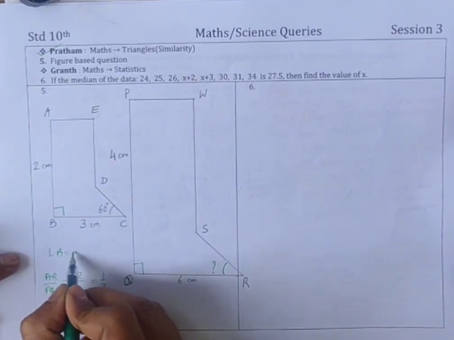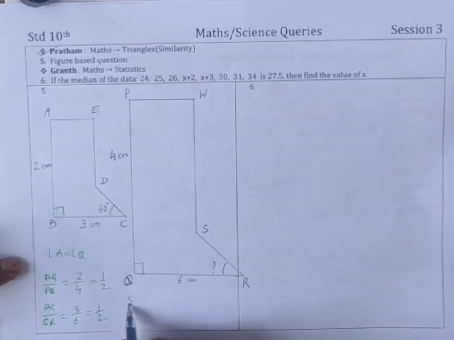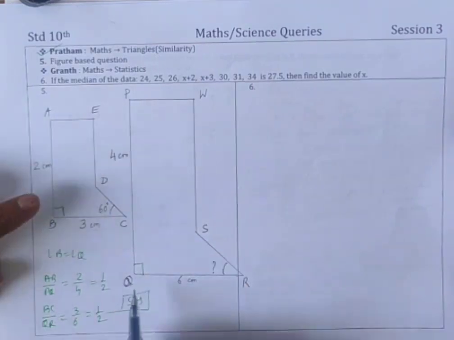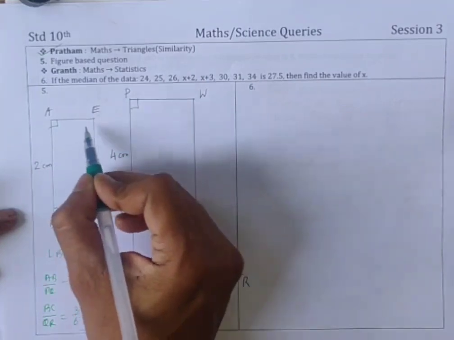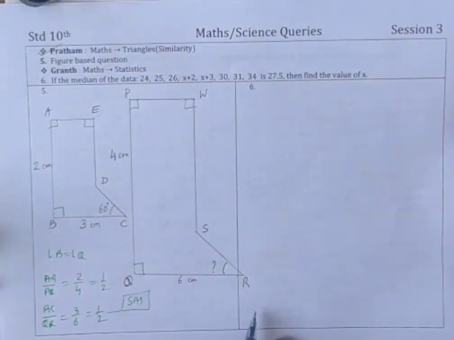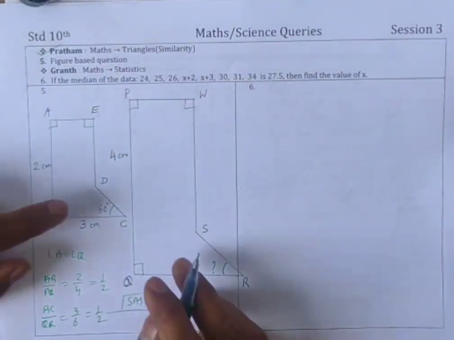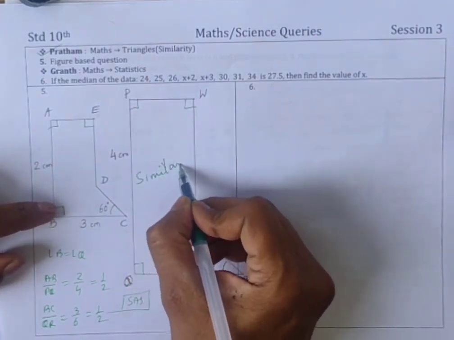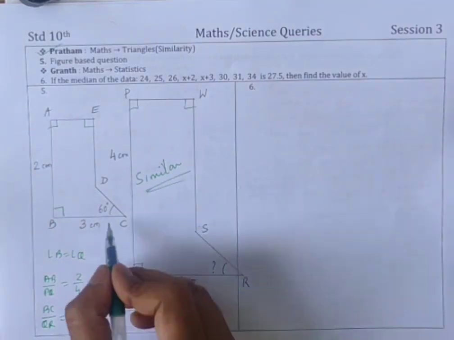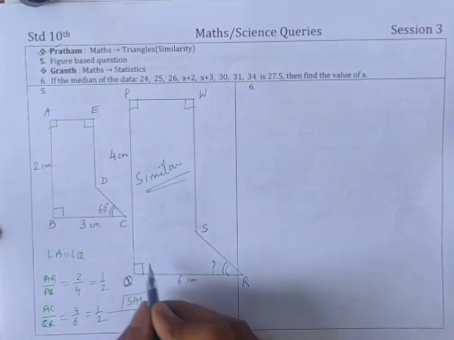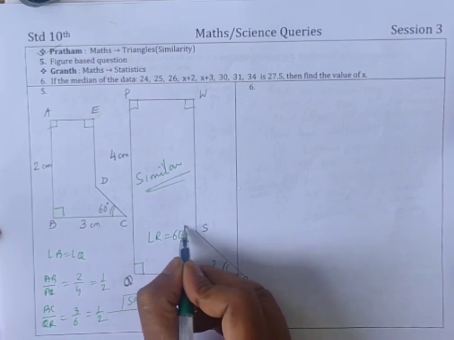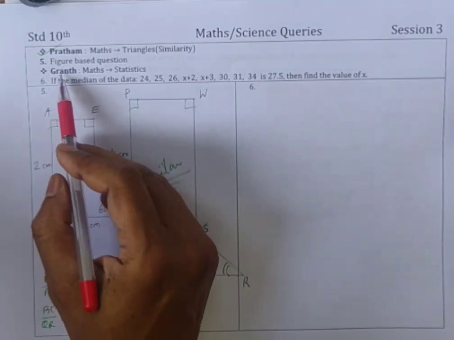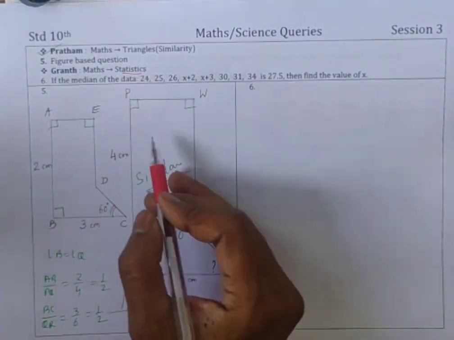Angle B is equal to angle Q. So SAS condition is satisfied. So here sides are in proportion, angles are congruent, quite a few number of angles are congruent. Can you see that? So you can say these two figures are similar. So all corresponding angles are going to be equal. Angle C will correspond to angle R. So angle R will be also 60 degree. Clear, children? Okay.